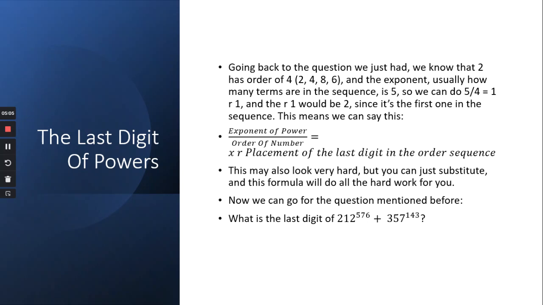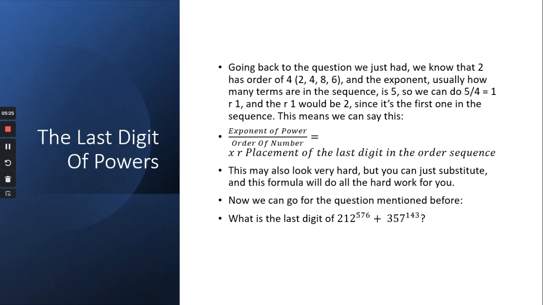But this means we can say this. The exponent of the power divided by the order of the number is equal to x, which is the quotient. It doesn't really matter what it is. And plus the remainder of the placement of the last digit in the order sequence.